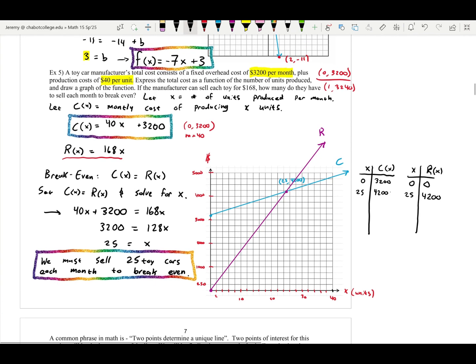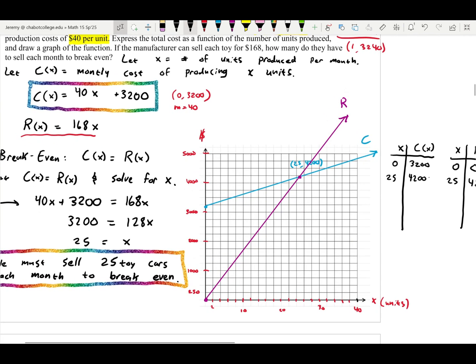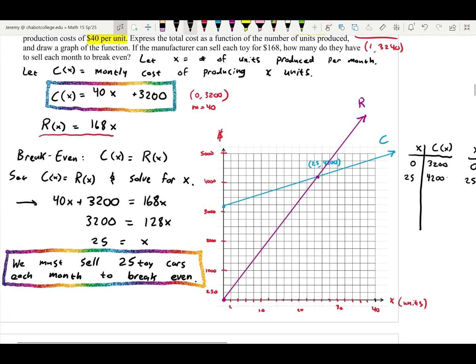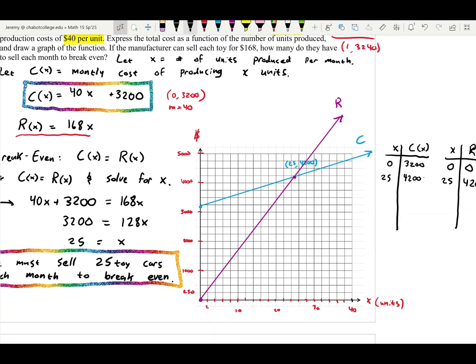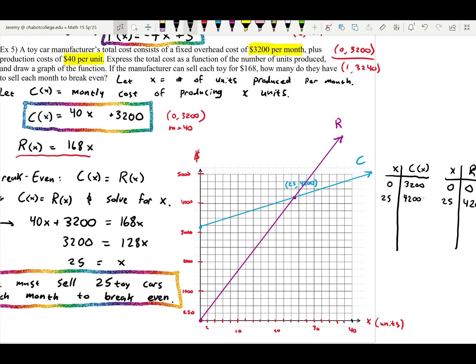And what you might be noticing is that these two lines intersect at x equals 25, at that point of break even. Okay? And this is good to see because if we look to the left of x equals 25, what we see is the purple line is below the blue line, meaning that our costs exceed our revenue, which is not good. That's not really where we want to be if we're running a business. The whole point is to make money.